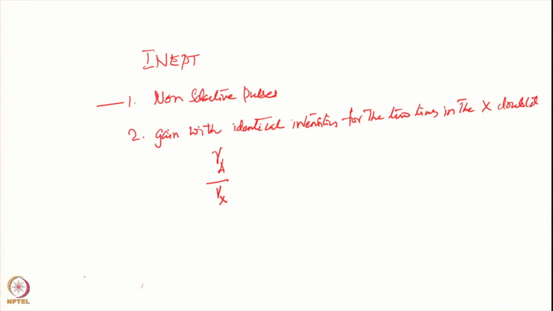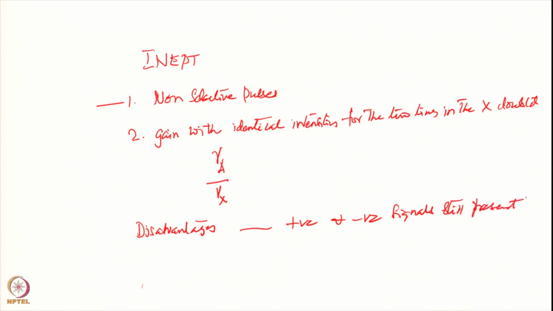Now the disadvantages of course are still there. The positive negative signals are still present, but also a missing line in A2X systems.